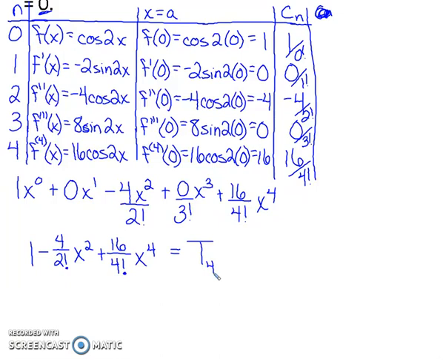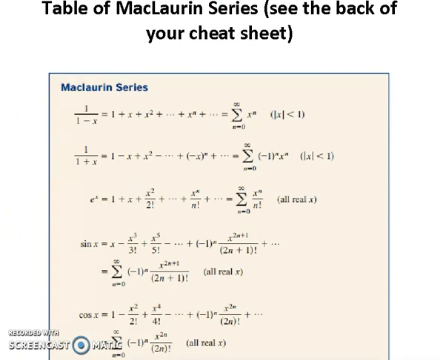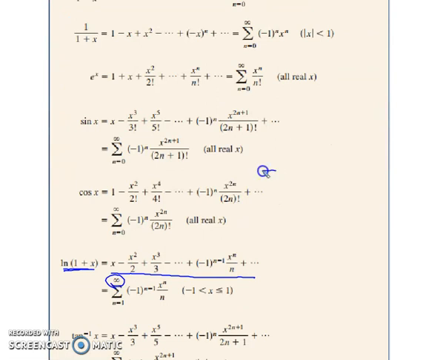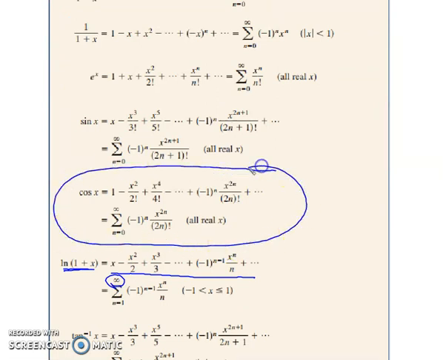Now I also told you that I was going to do this a second way. They told me that this was centered at 0, which means that this is a Maclaurin series. And if you go look at your table that we have of the Maclaurin series, notice that we have one for cosine of x. So this is what it would look like for cosine of x.